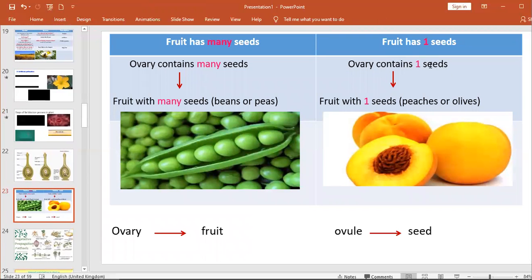When the ovary contains one seed, this means one ovule, so it produces one seed. So the ovary contains one ovule and produces one seed. This ovary tissue becomes, or is converted to, the fruit, and the zygote changes to a seed. Here in this picture there are many seeds. This means many ovules inside the ovary. So the ovary changes to fruit, and the ovules change to seeds.